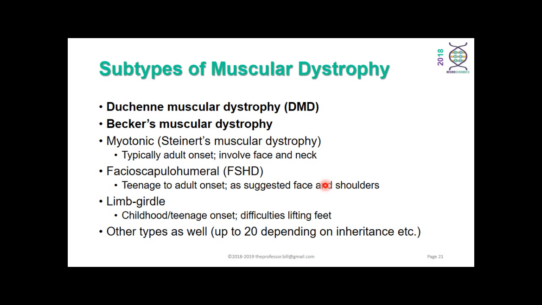So the two forms that I'm going to be talking to you about the most over the next lecture and a half are Duchenne's muscular dystrophy, which I'm going to abbreviate as DMD, and Becker's muscular dystrophy. These are sort of related.